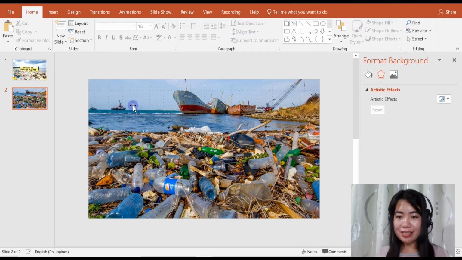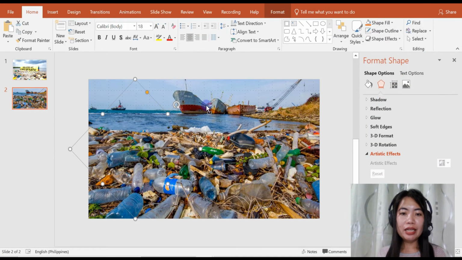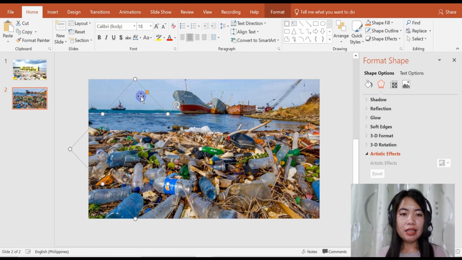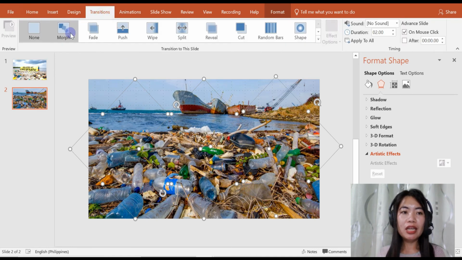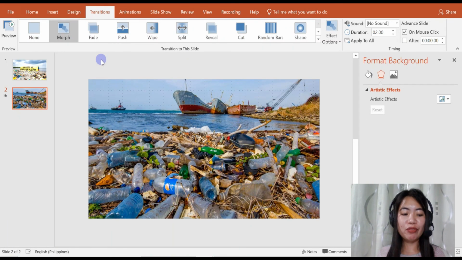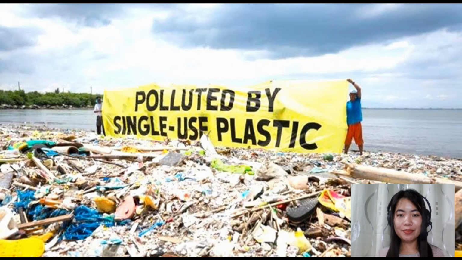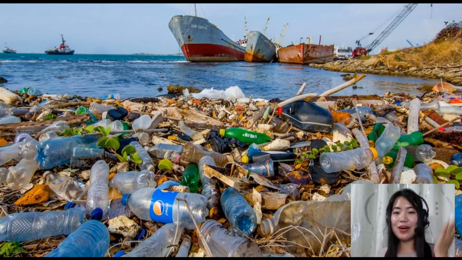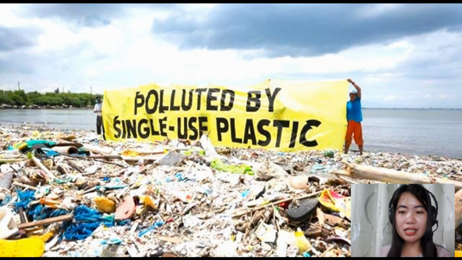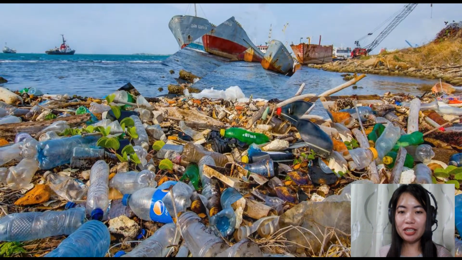For the final touch, click on the three frames. To do this, click on the first frame, then hold Control on your keyboard and click on the second frame and the third frame. Then in the Transitions tab, select Morph. We will try to see if it really works. There you have it. We already have our awesome slide transition.